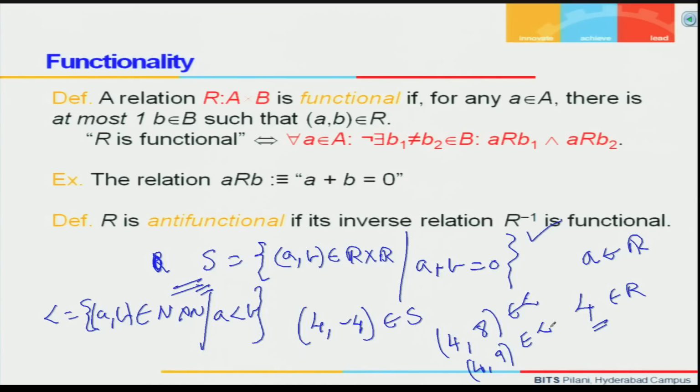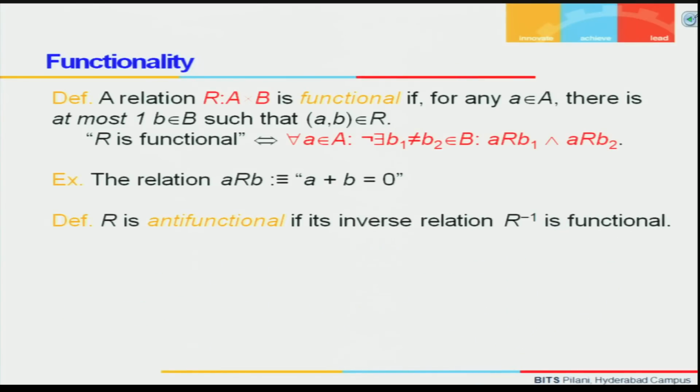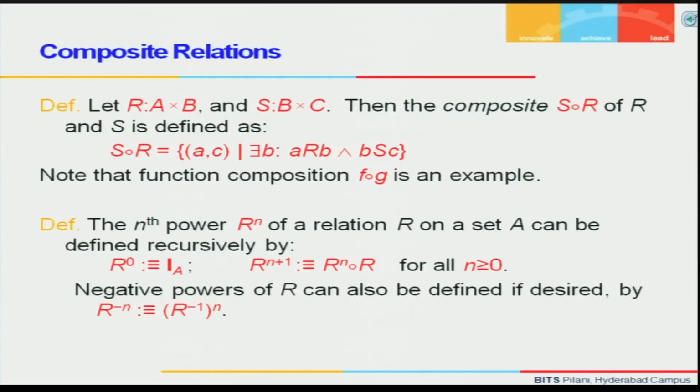And another definition, we call R anti-functional if the inverse relation is functional. And just like we define composite functions, we can define composite relations as well. If R is a relation from A to B and S is a relation from B to C, then you can define a composite relation S circle R such that (A, C) is going to be there in the composite relation if there exists a B such that A is related to B and B is related to C. This is just the way that we have defined in functions.